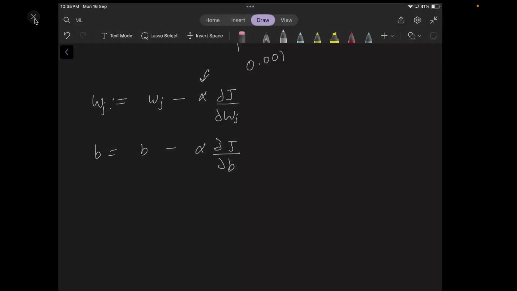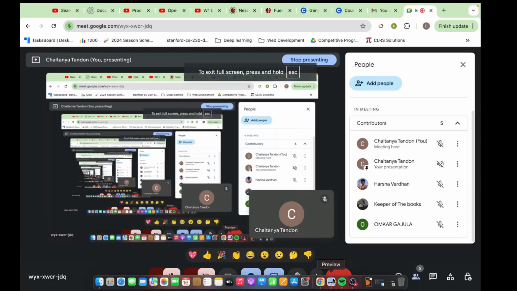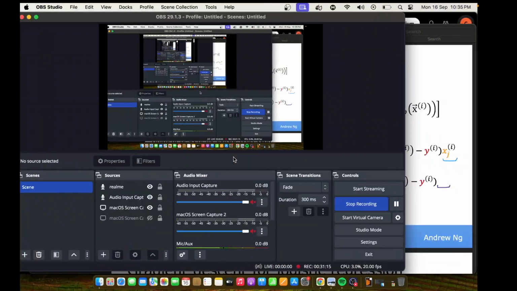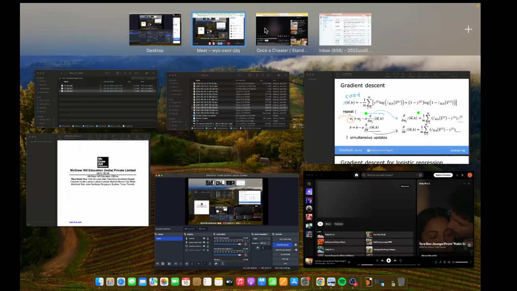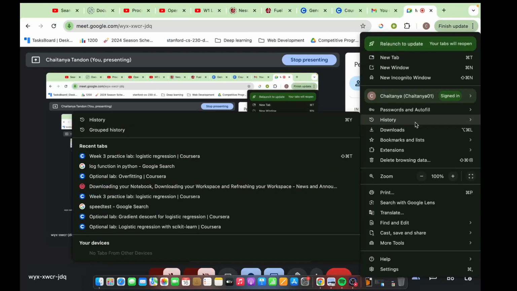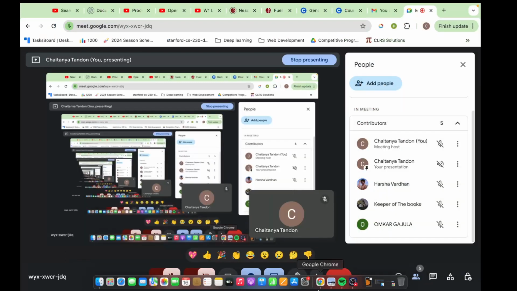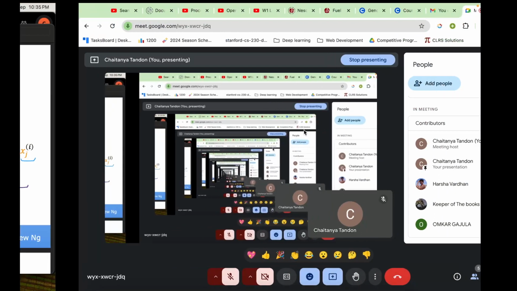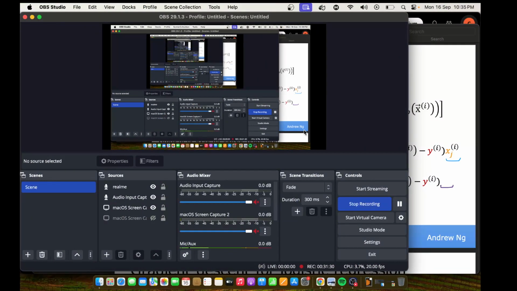I think it would be a good revision if we just go over this code. Okay, we'll do that in the end if we have time remaining.